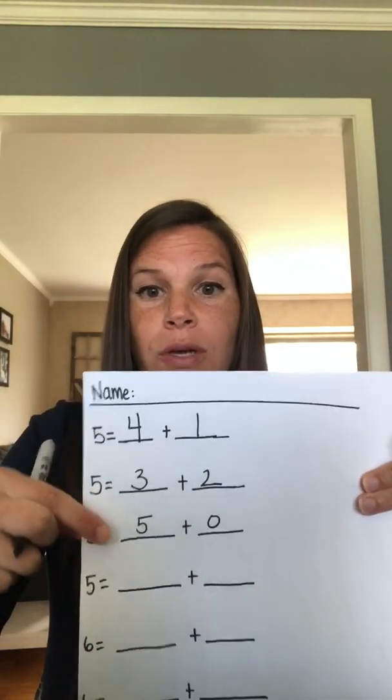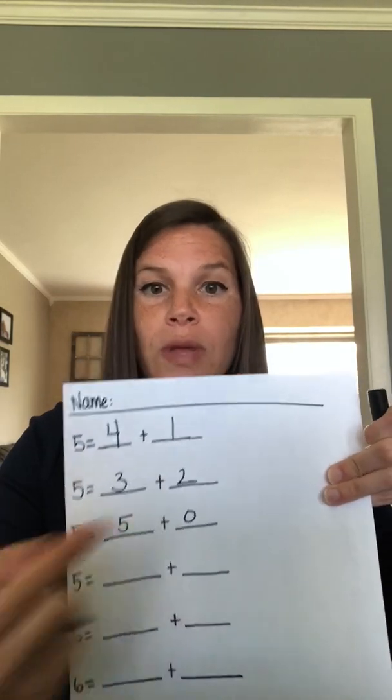5 equals 5 plus 0. So the other part I needed was 0. I already had 5. Okay, last one with 5.